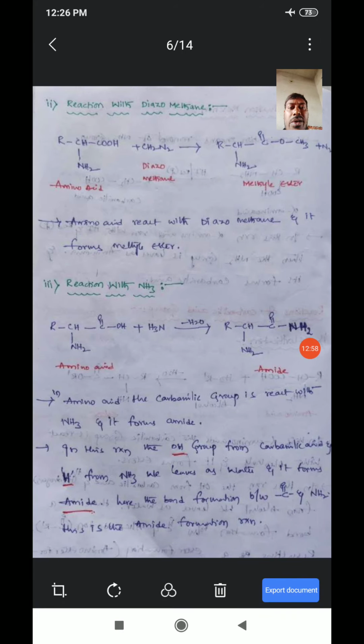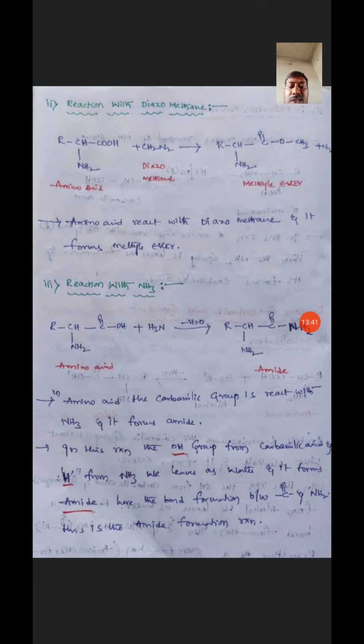So the next is the reaction with diazomethane. Amino acid reacts with diazomethane and it forms a methyl ester. So here RCH NH2 COOH amino acid reacts with CH2N2, this is the formula of diazomethane, and it forms RCH NH2 C double bond O CH3, the methyl ester.